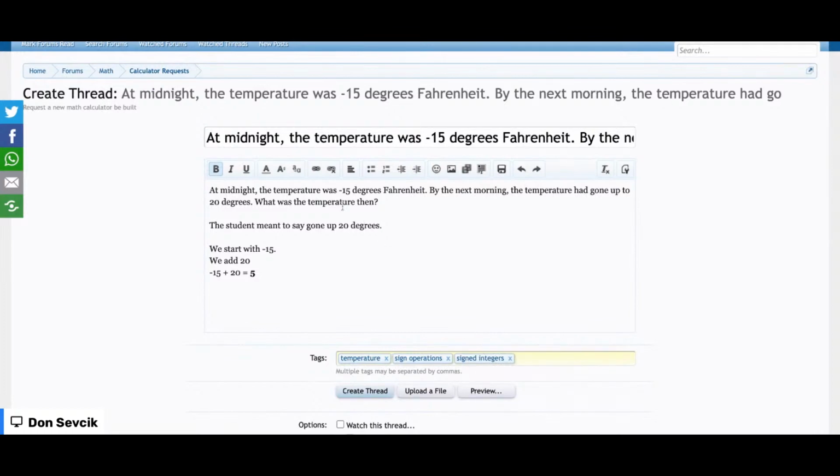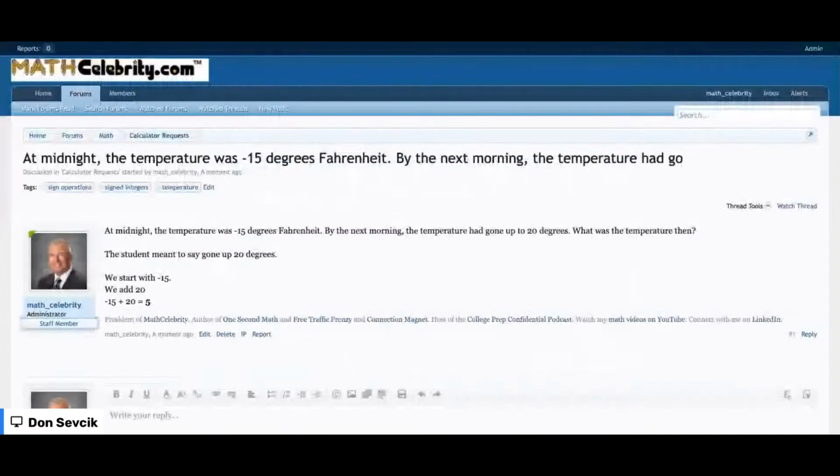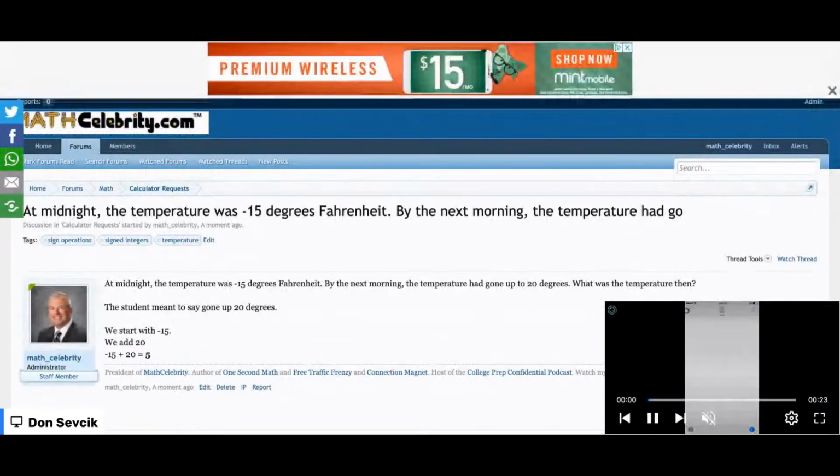Integers. What's happening here is negative 15 degrees Fahrenheit is our starting temperature at midnight. In the morning, the temperature shoots up 20 degrees. What is the temperature then? If you start with negative 15, you add 20, you're at positive 5, and that's how you get that answer. All right.